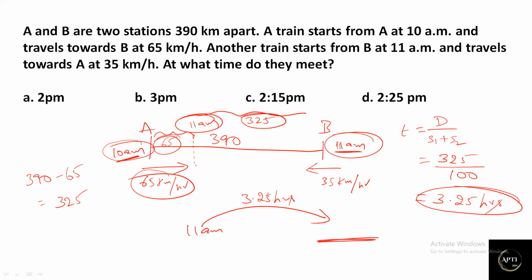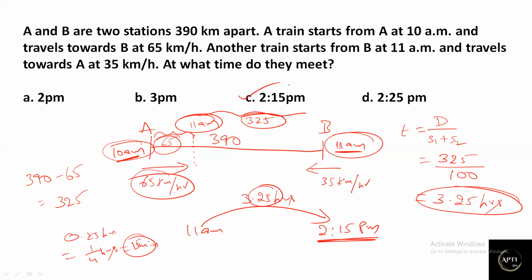So 2 p.m. means here again we have 0.25 hours. What does 0.25 hours mean? Can I say that it is 1 by 4 hours? 0.25 hours means 1 by 4 hours. 1 hour is equal to 60 minutes, right? If I want to convert into minutes, 60 by 4 is just 15 minutes. So here it will be 2:15 p.m. So option C is correct.